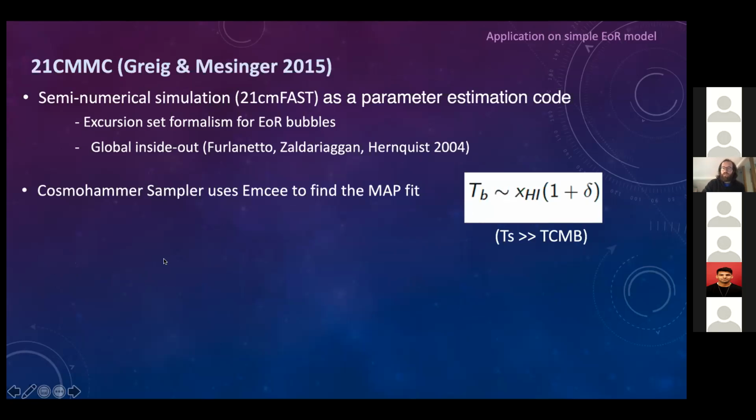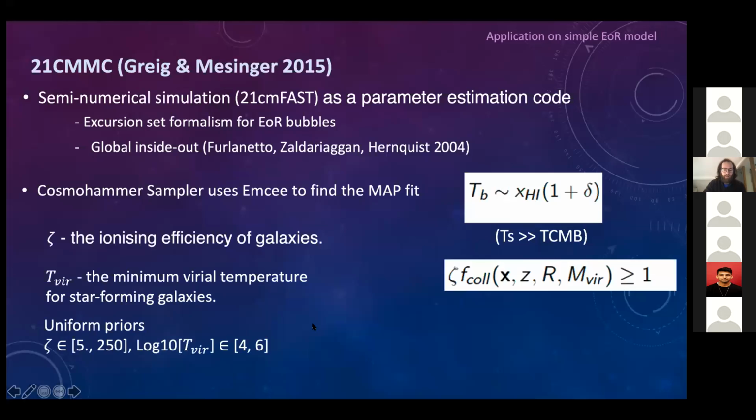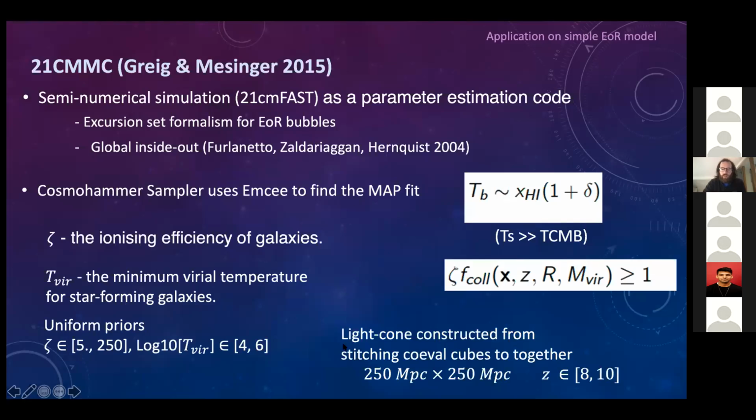So applying this to simple EOR models, we do it in the context of 21cmMC, as I've mentioned, with Brad Greig, one of the collaborators for this work. And we essentially have our brightness temperature relating to the neutral fraction and the density field. And we're using a very simple 2-parameter model. Within the light cones that we use, to start with, we only used a short redshift range between 8 and 10, just to check it worked.